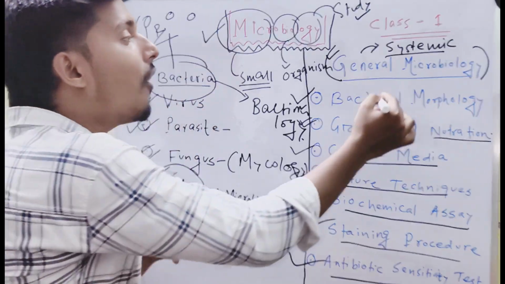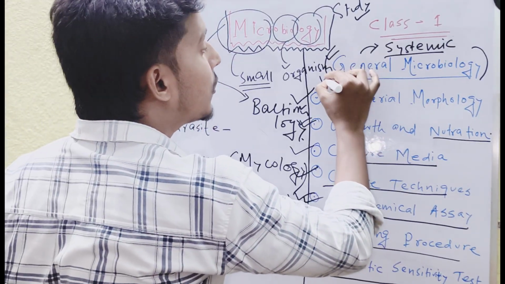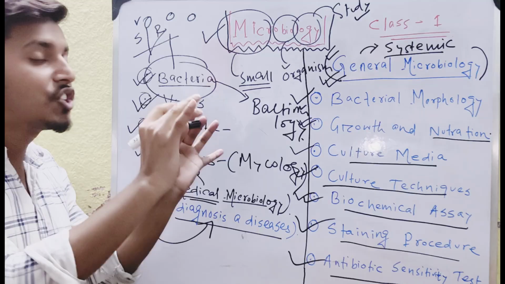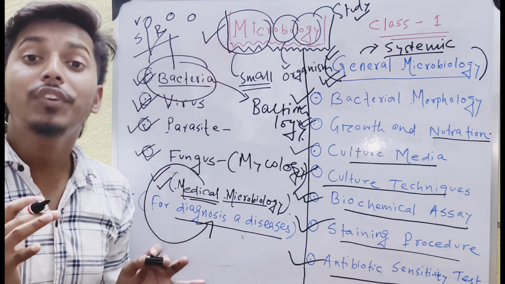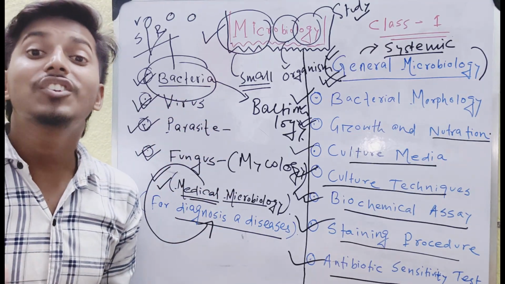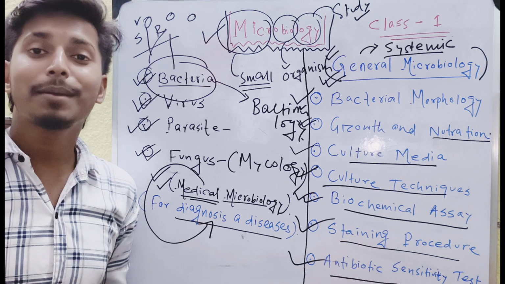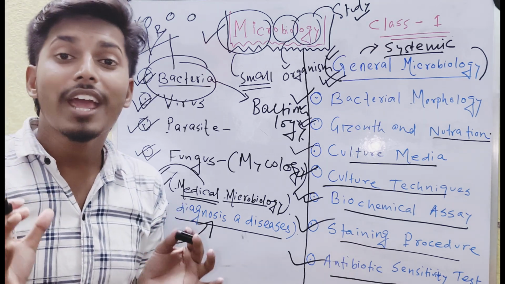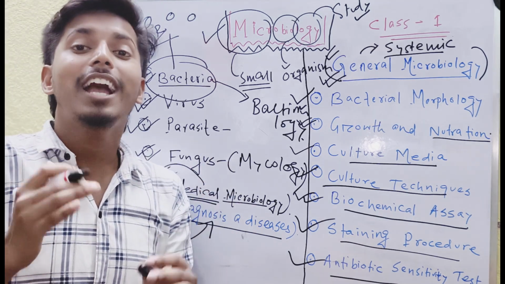So that's all of general microbiology. We need to understand general microbiology at first. After that, we will go to systemic microbiology. In systemic microbiology, we will understand the whole of the bacteria one by one.